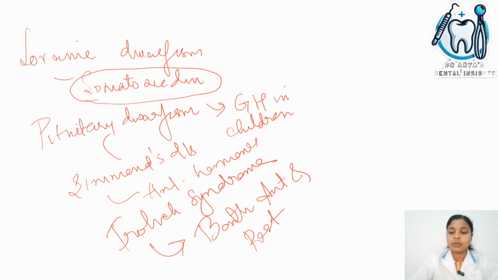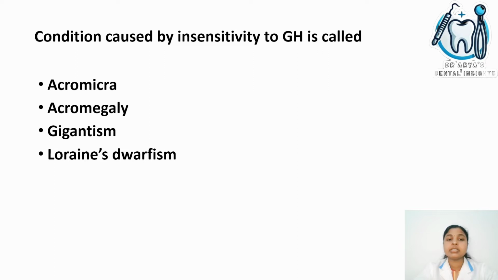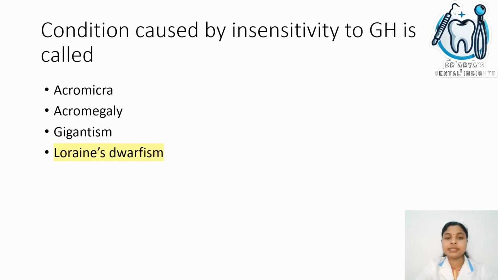So, what is the answer? Hypoactivity of both anterior and posterior pituitary gland is called Froelich syndrome. Okay, it's clear? Okay. Next one is a condition caused by insensitivity to growth hormone is called acromegaly, acromicra, gigantism, and Lorraine dwarfism. So the correct answer is Lorraine dwarfism. Explanations are already given. Okay.